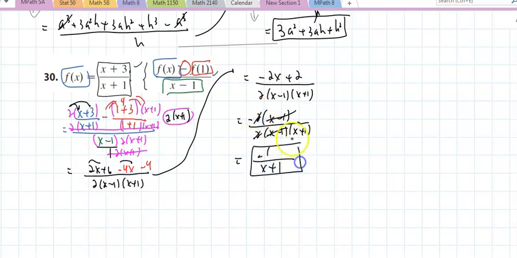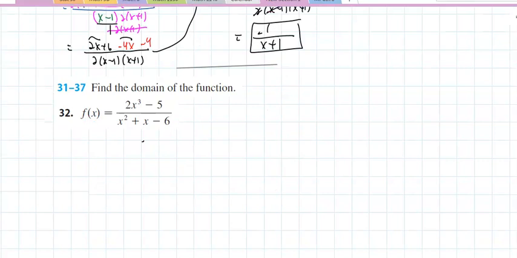And there's my final answer. So, the next set of problems talks about domain. Again, they're picking all of these different topics. Let's get this out of the way.